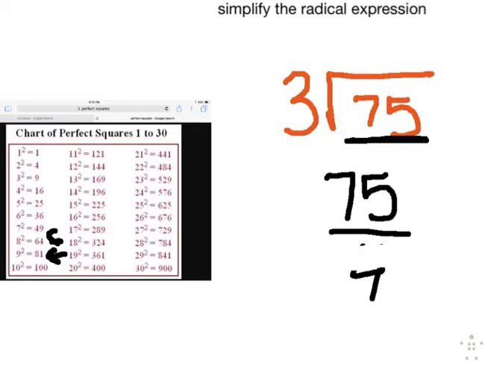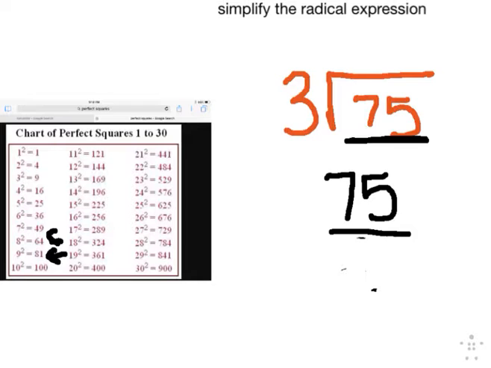So we want to try the next number down, which is going to be 9. So we do 75 divided by 9, and we get the decimal 8.333. So 9 does not work. So we will erase our 9. Now let's try the next one, which would be 16. So we do 75 divided by 16, and we see that also does not work because we get 4.6875. So we're going to erase the 16.